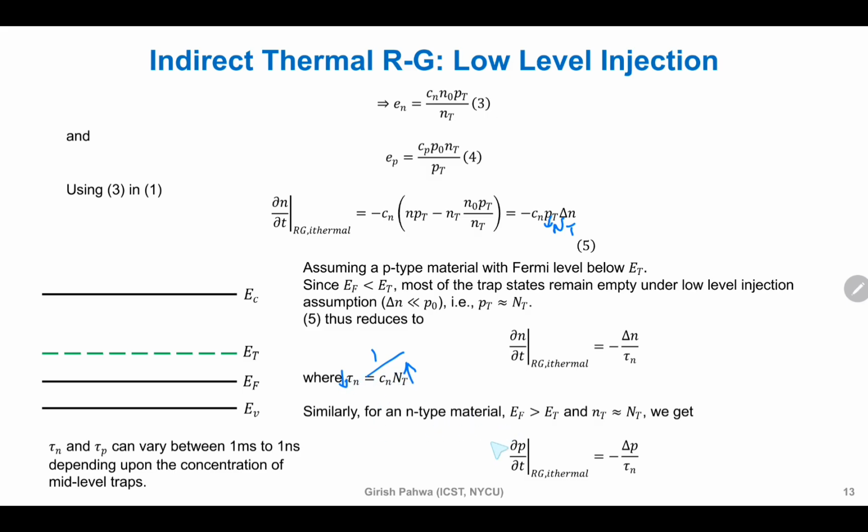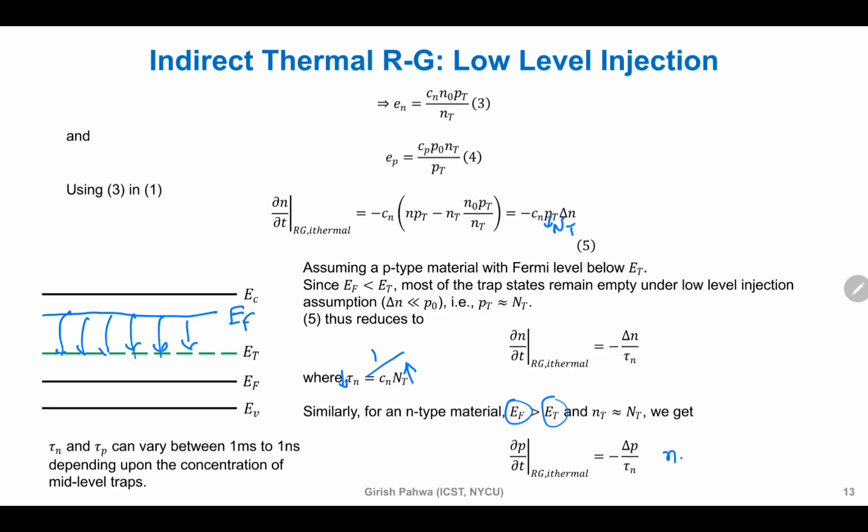Similarly, for an n-type material, I can deduce similar conclusions for the holes, because holes will be in the minority. I can derive using a similar argument, and in that case my EF will be greater than the trap level. So the EF is going to be somewhere here. If my EF is here, will most of the trap states be empty or filled? Most of the trap states will be filled, because on average you have a larger electron energy and they can go down to these states and reduce their energy. So most of these states will be filled.